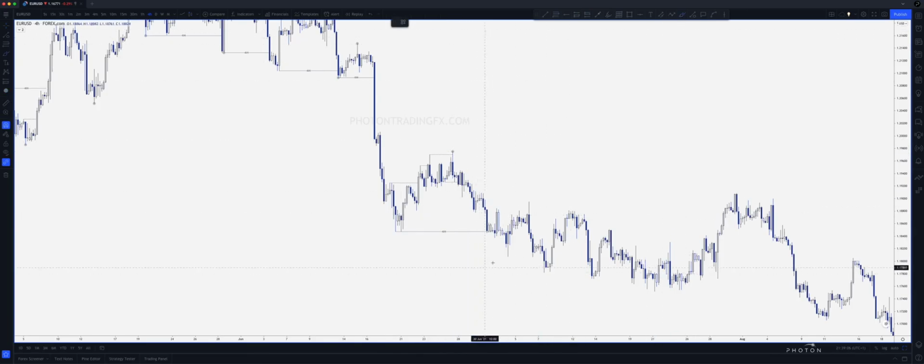Now we have a little bit of a pullback here. It's quite a big 4 hour candle, but it kind of retraces straight away. So for me, I'm not really going to classify that as major swing structure. It's more just minor, but then we get a bit more of a sustained pullback. So for me, that would be our swing low.